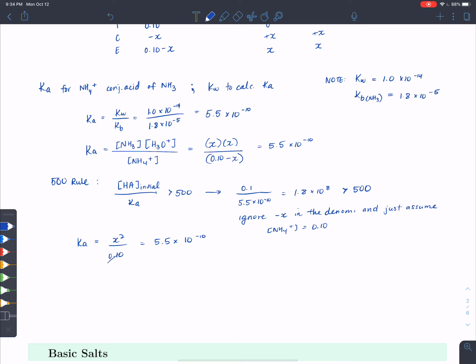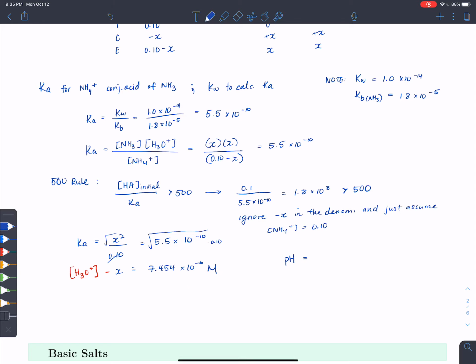So if I want to solve for x, I'm going to multiply this by 0.10. I'm going to square root both sides, and I'm going to end up with x equals 7.454 times 10 to the power of negative 6 molarity. We also know that this value is in fact our hydronium ion concentration. And so because we know that that's our hydronium ion concentration, we can also find the pH of our solution, because our pH is based on this production of hydronium ions.